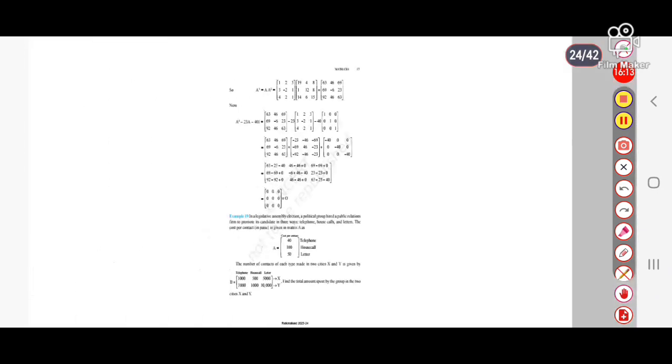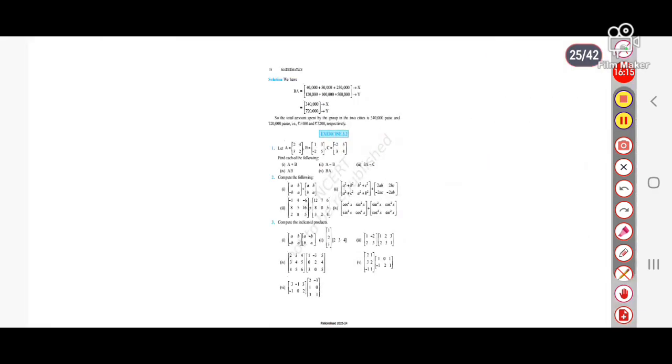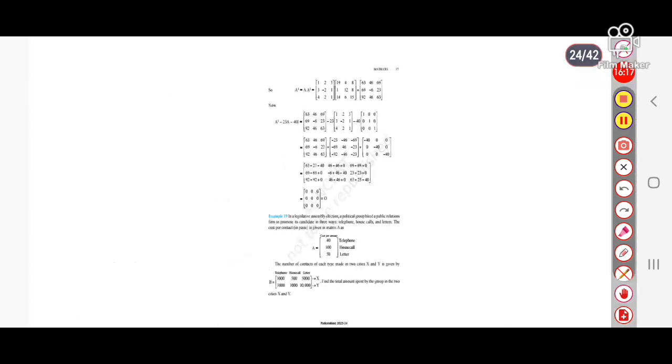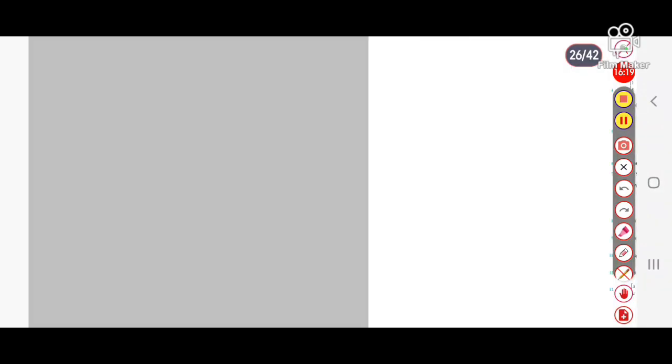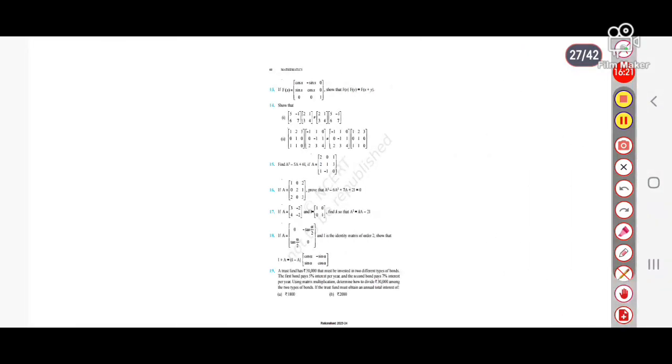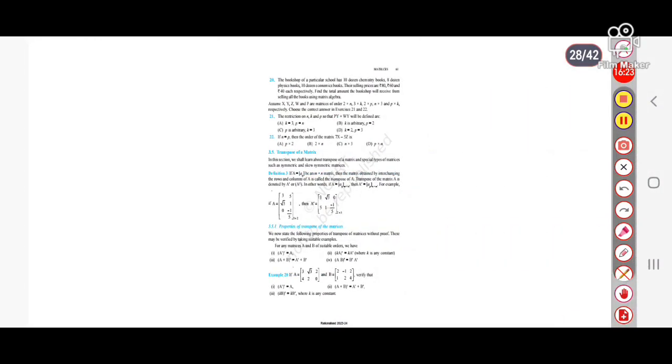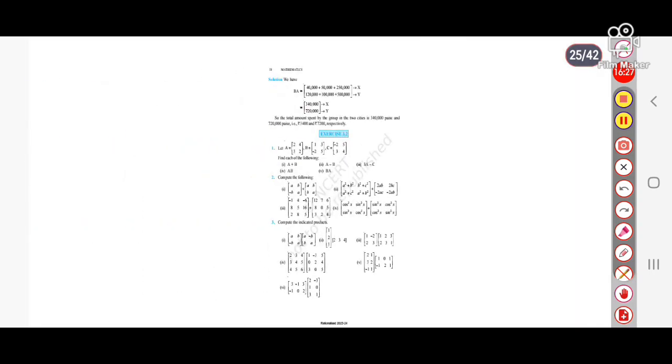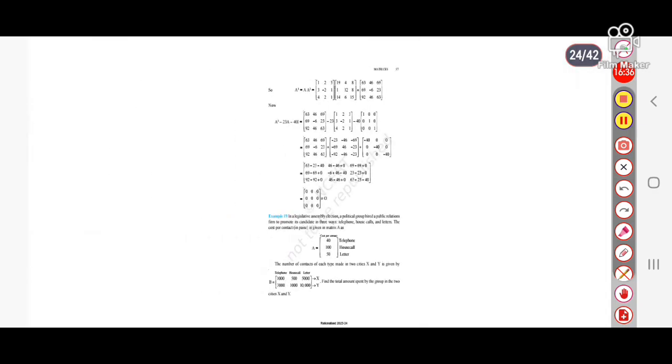And now after this we will see the exercise 3.2. We have around 22 sums. I'll divide it into certain videos because it'll be really sleepy if I take all the sums in a single short video. We will see exercise 3.2 in the next 2 to 3 videos.